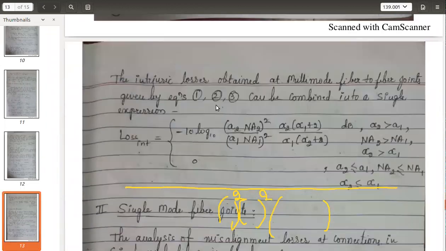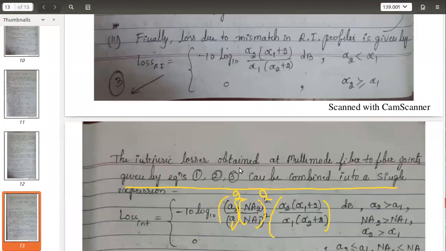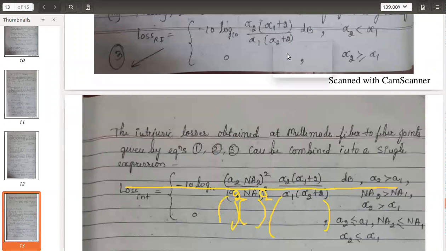Take all the things and multiply. So I've written that. All together, take and multiply: (a2 by a1) whole square, (NA2 by NA1) whole square, and this complete equation. And conditions also, you take all three together.